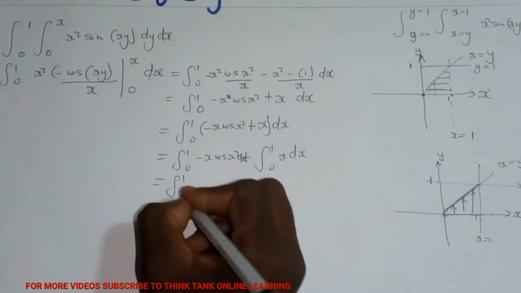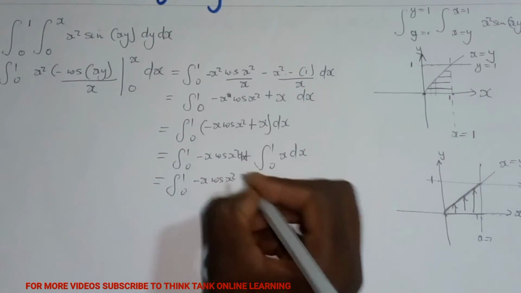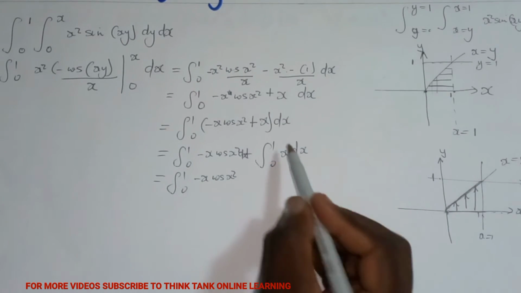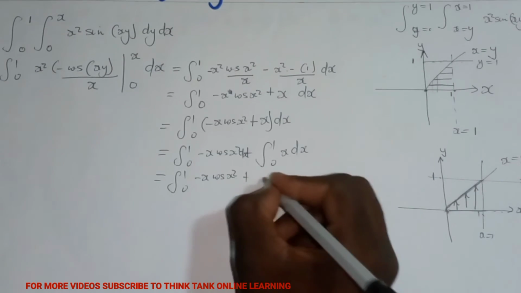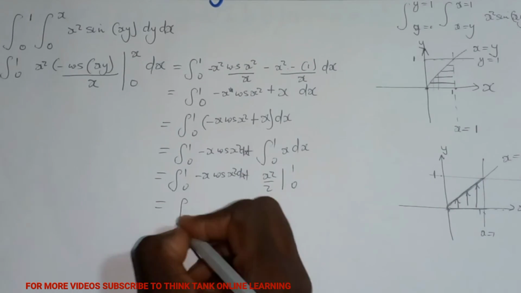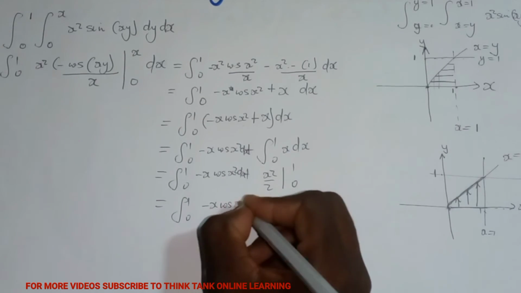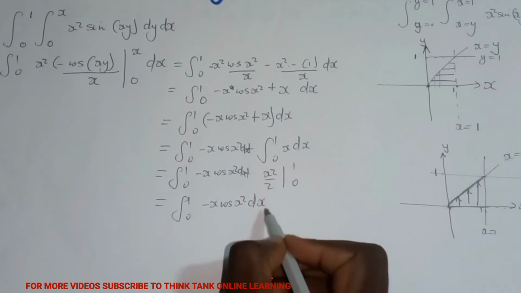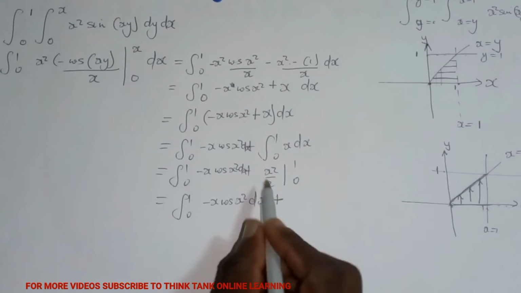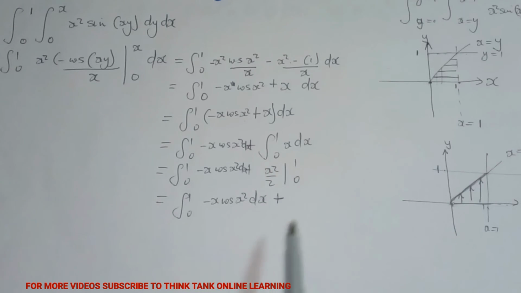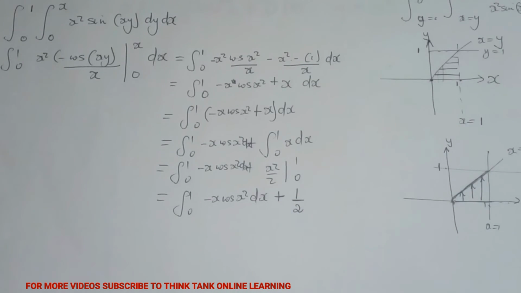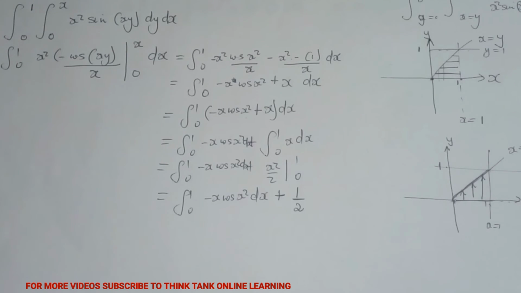So this is equal to the integral from 0 to 1 of negative x cos x squared dx, and if we integrate x, we just add 1 to the power of x, then divide by the new power, so it's going to be plus x squared over 2, limits 0 to 1. Then I'm going to just say upper bound minus lower bound, and as you can see, this is going to be 1/2 minus 0, and that is 1/2.